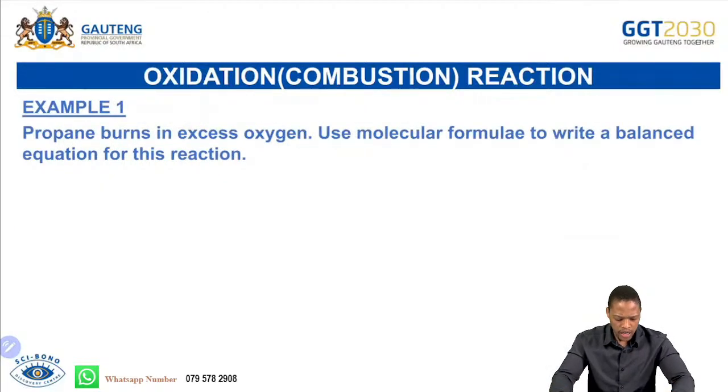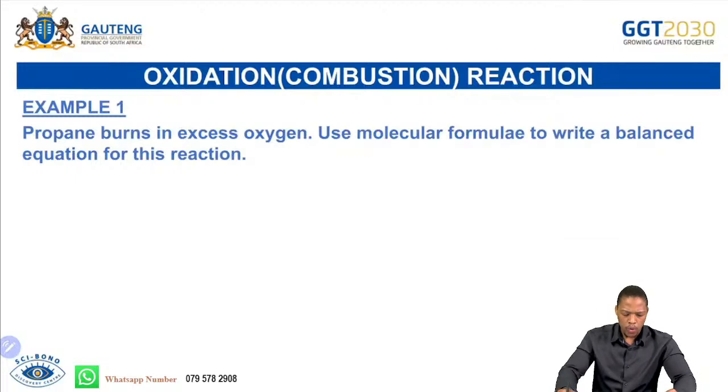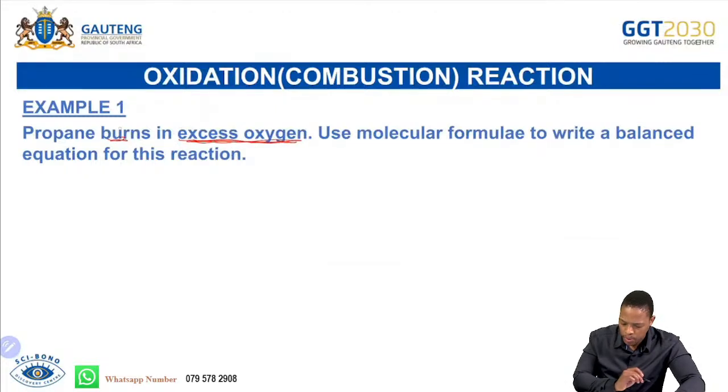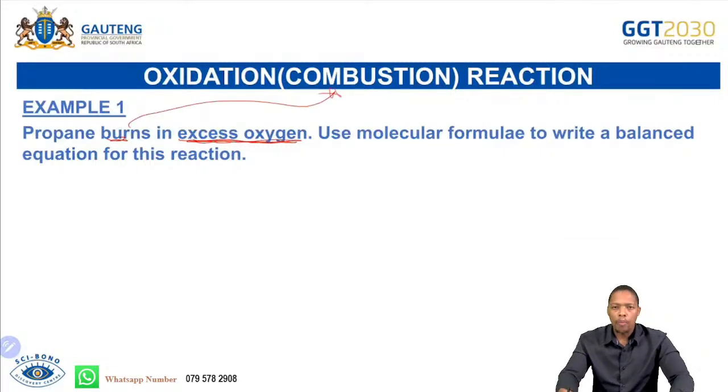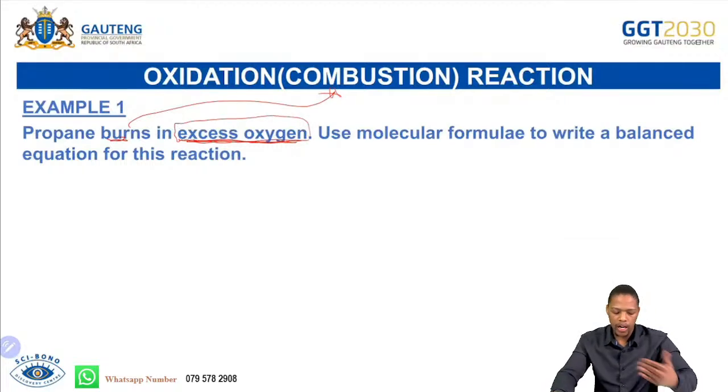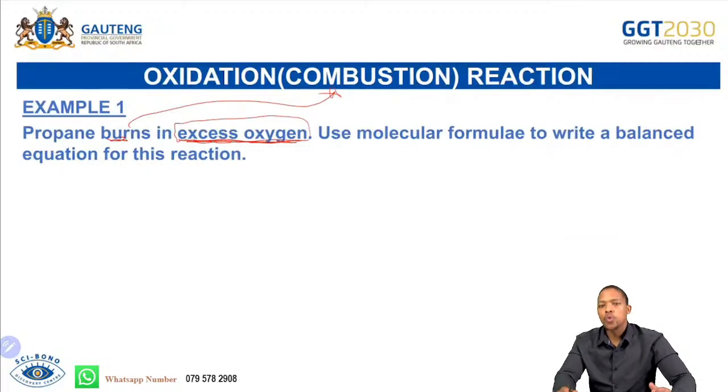So let's look at an example and take certain steps to see how we should do that. It says propane burns in excess oxygen. Here are my keywords: propane burns. Once propane is burning, that tells me we're having a combustion reaction. But it burns when? In excess oxygen. Another phrase could have been insufficient oxygen, but usually the word mostly used is excess oxygen. And the question says, use molecular formulae to write a balanced equation for this reaction.